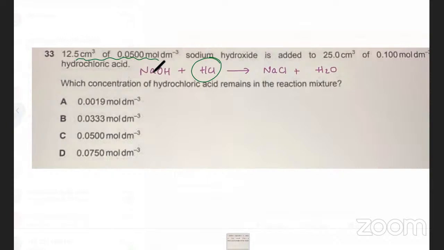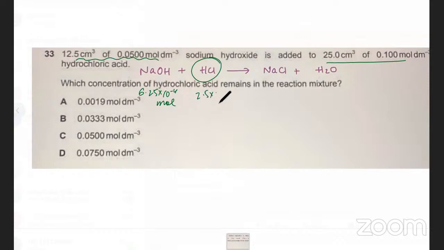It's 6.25 into 10 raised to the power -4 moles, right? What about HCl? That's 25 into 0.1 divided by 1000. What is that? It's 2.5 into 10 raised to the power -3.